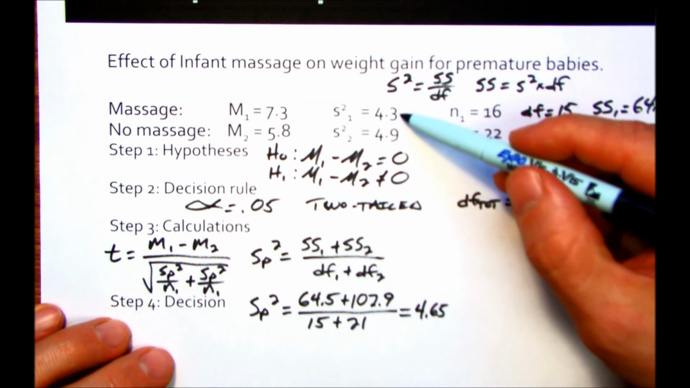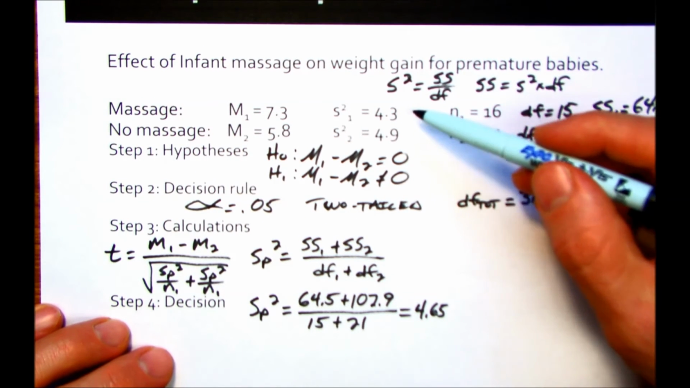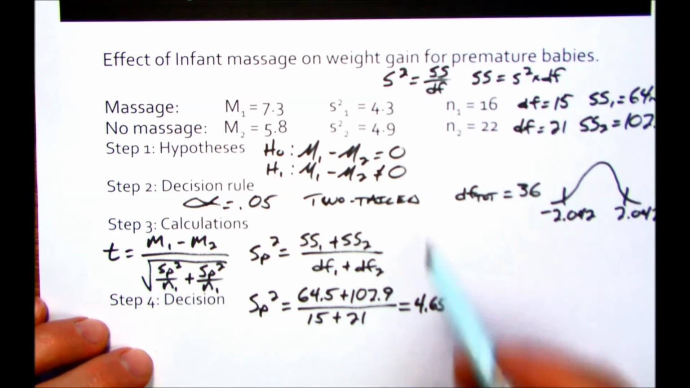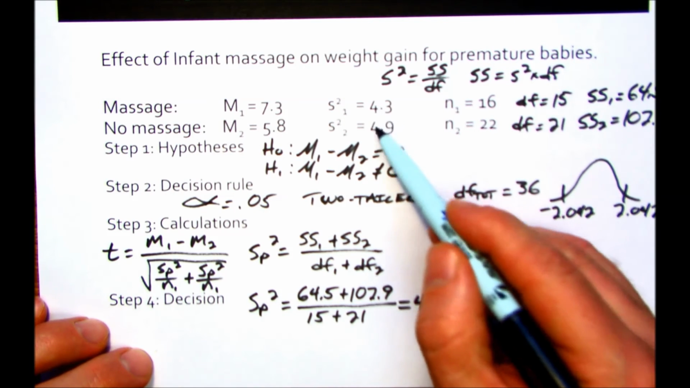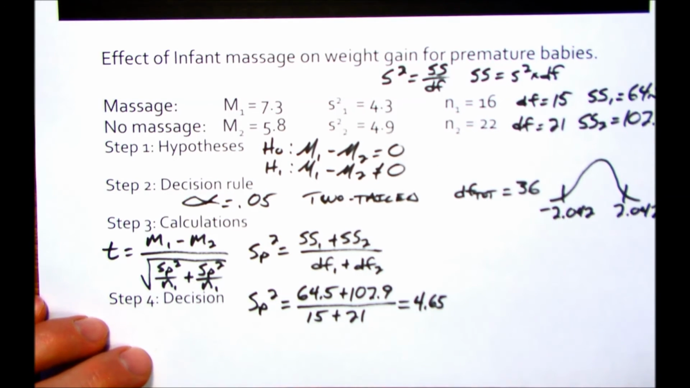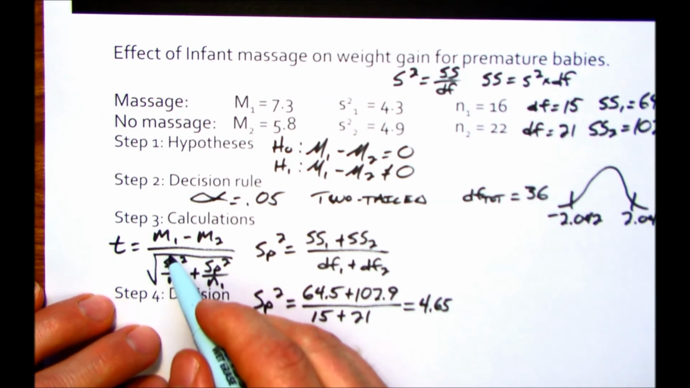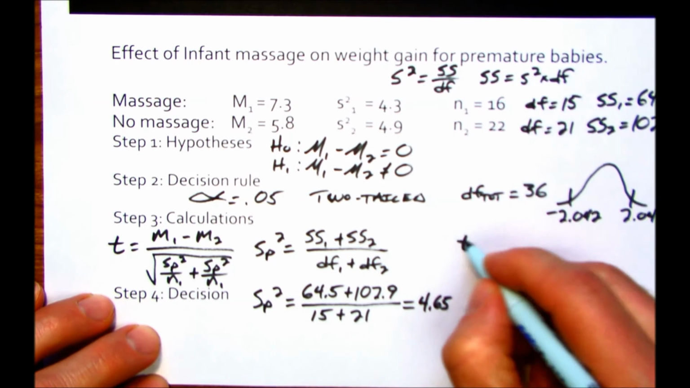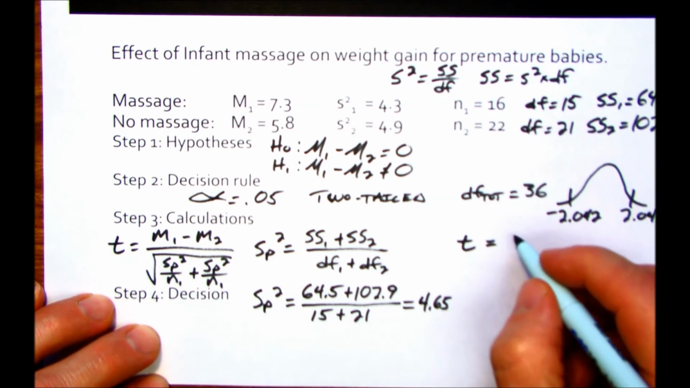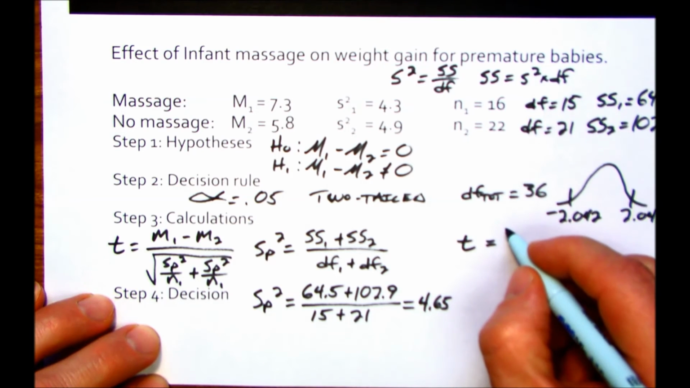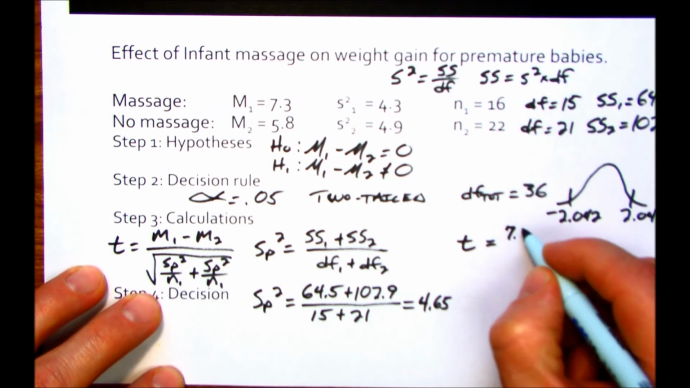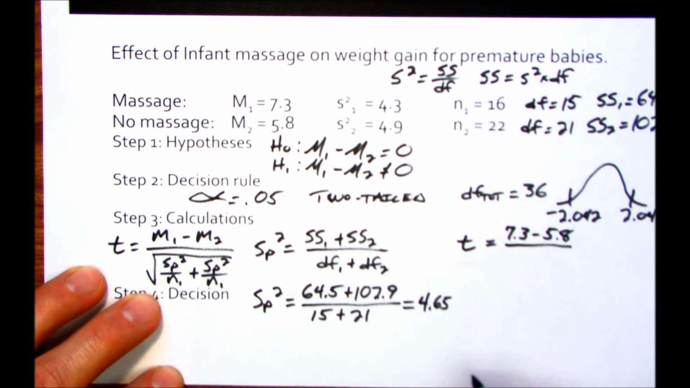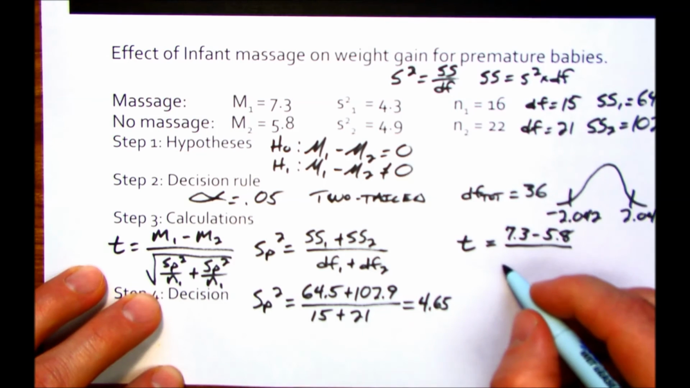If you look at this, that 4.65, that seems to fit, right? It's a weighted mean between these two. And it should be more heavily weighted towards the 4.9, which it is. So we've got our pooled variance. Here's our formula. We've got everything that we need for this formula now for the t-test. We've got our mean difference, so we can do 7.3 minus 5.8.